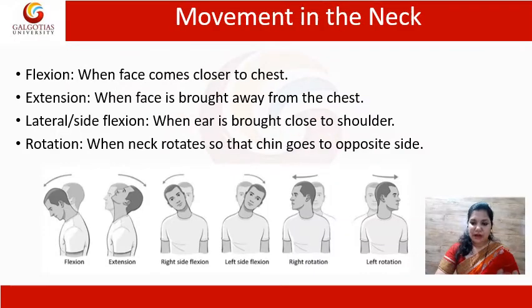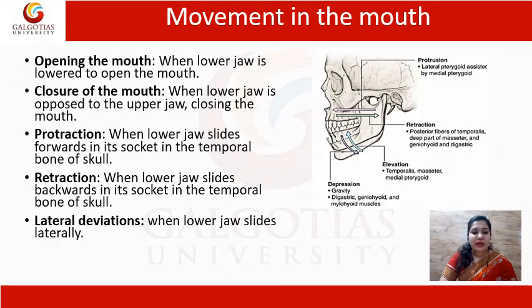Now next, rotations or side flexions. So here are the movements of the neck. We have flexion, extension, right and left side flexion, and rotation. So here is lateral deviation and the opening of the mouth: the lower jaw is lowered to open the mouth. When we open our mouth widely, it is called opening of the mouth.